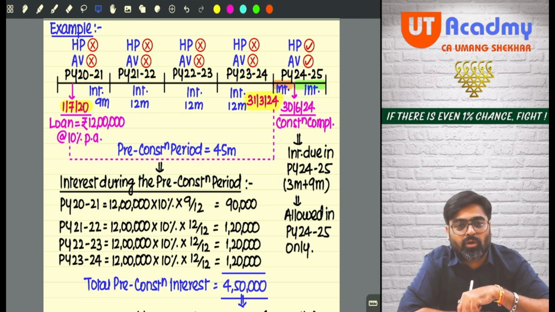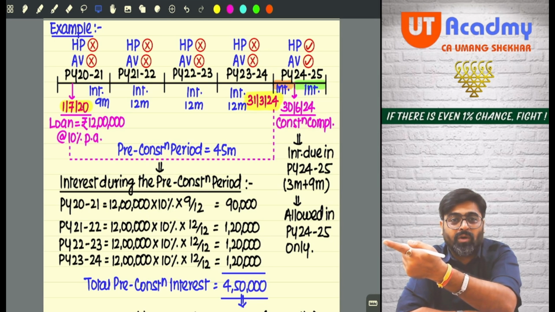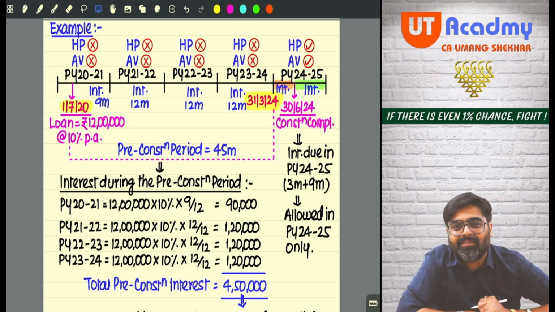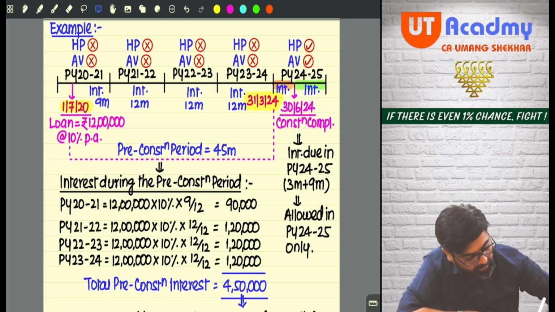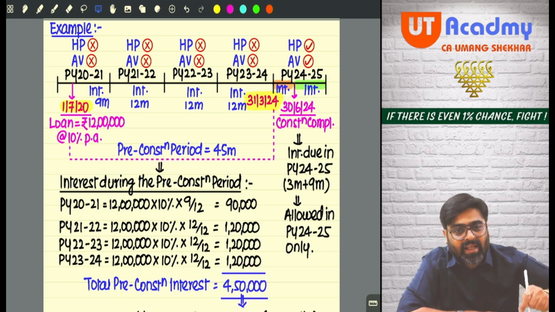as interest on housing loan but could not claim because in this period there was no house property, there was no annual value from which I could have claimed it. Sure. So now this 4 lakh 50 is what? My pre-construction period interest. This is my total pre-construction interest. Can I claim it as a deduction?